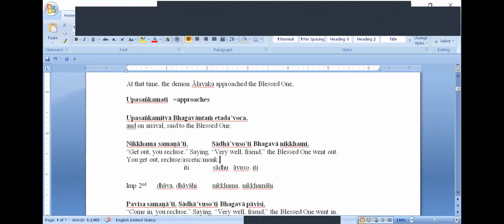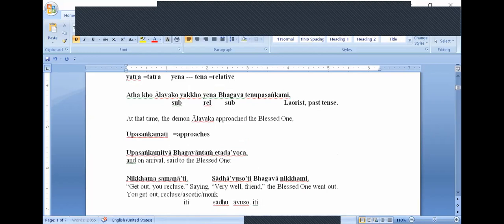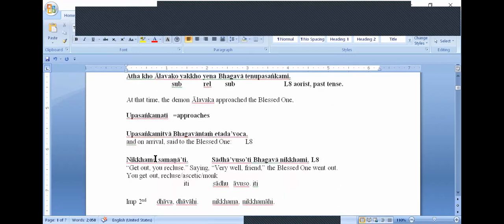So this is a past tense, all right? You notice that the past tense is always with the i. The past tense you will learn in the next lesson, lesson number 8. So we have the past tense here. You will come to this past tense. This also, and this also, is lesson 8. And this nikkhama, the previous one, is imperative. That is lesson number 6.